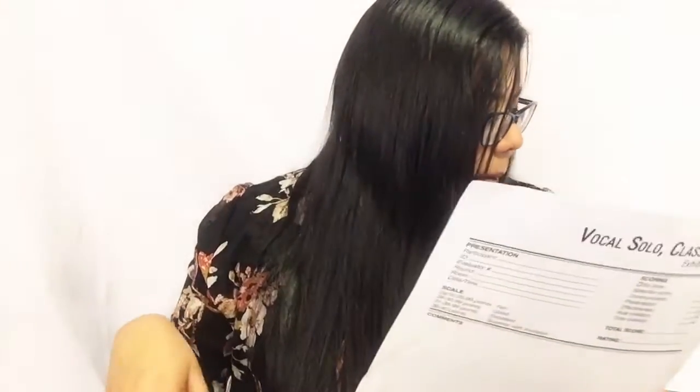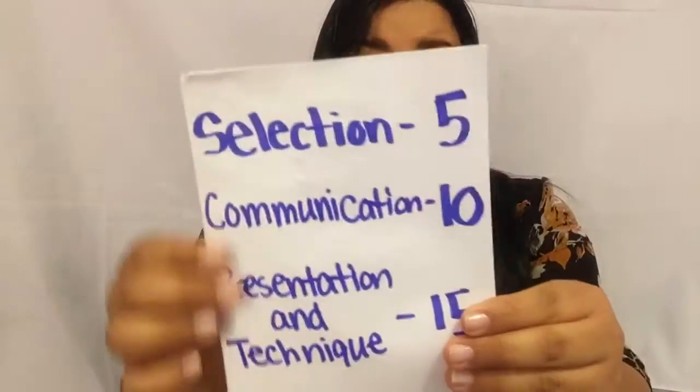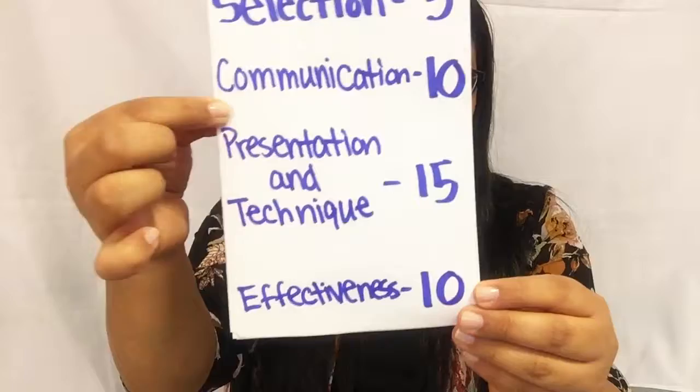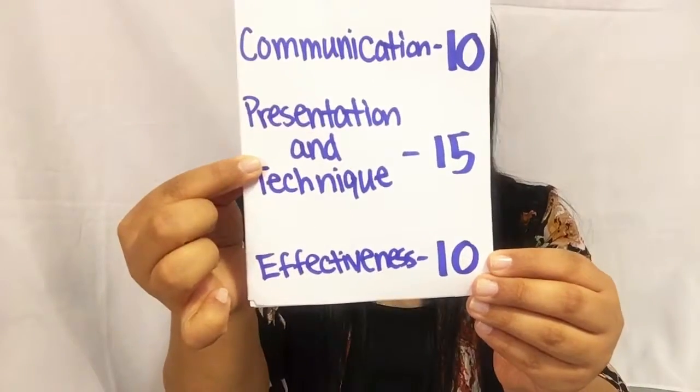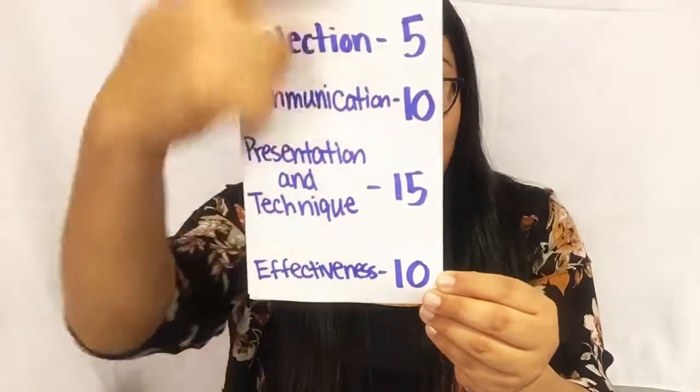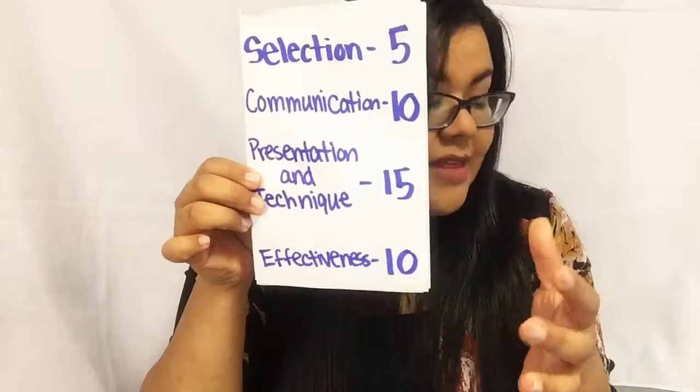I want to go over how you score, or what are the qualities that we're looking for. So the Fine Arts Festival is based on a point system out of a possible 40. And those 40 points are divvied up into 4 different categories, or 4 different sections. So 5 of those points are for selection. 10 of those points are for communication. 15 of those points are for presentation and technique, and another 10 for effectiveness, adding up to a total of 40 points.